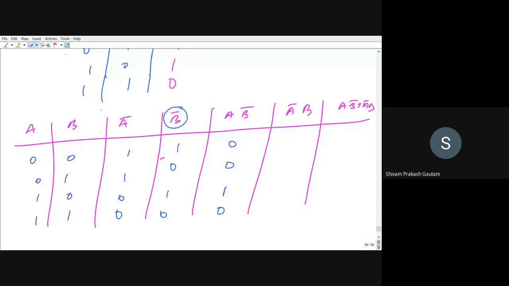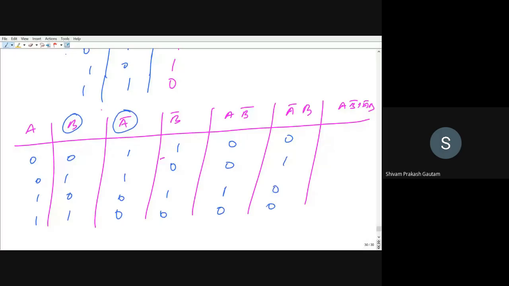Now we want A bar B. So this is my A bar and this is my B. We have to multiply this. So 0 multiplied by 1 will be 0, 1 multiplied by 1 is 1, 0 multiplied by 0 will be 0, 1 multiplied by 0 will be 0. Now we have to add these two, A B bar and A bar B. So 0 0 will be 0, 1 0 will be 1, 1 0 will be 1, and 0 0 will be 0. So you can see the truth table is equivalent to A XOR B, right?